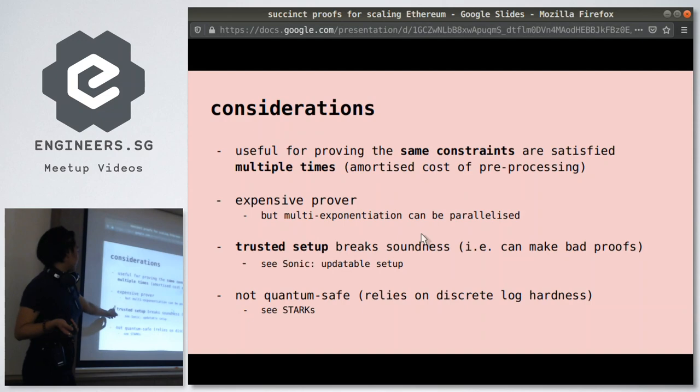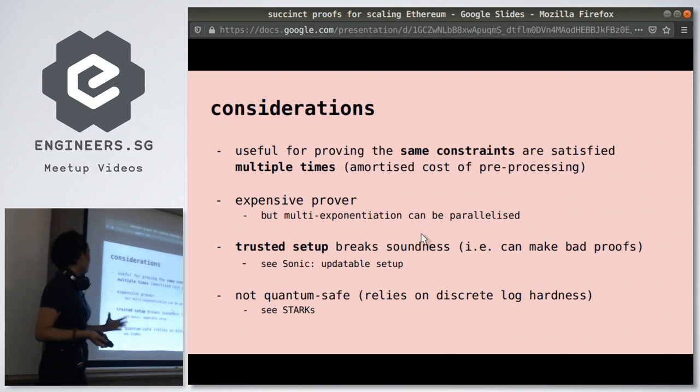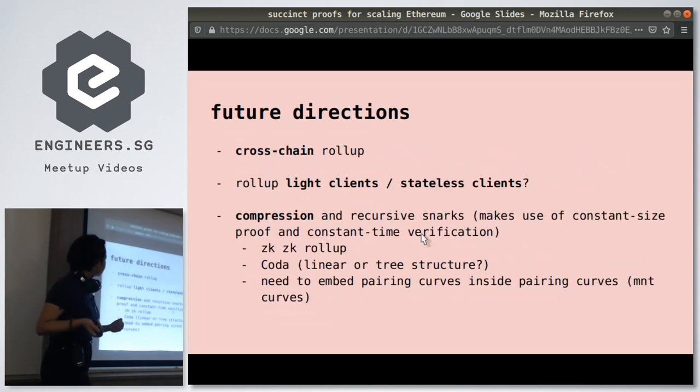Basically, I would say cryptocurrencies have revived interest in zero knowledge proofs. And so in the past few months and years, a lot of new constructions have come up that do not have trusted setups, that are quantum safe. So it's a very exciting time to be working on zero knowledge proofs.